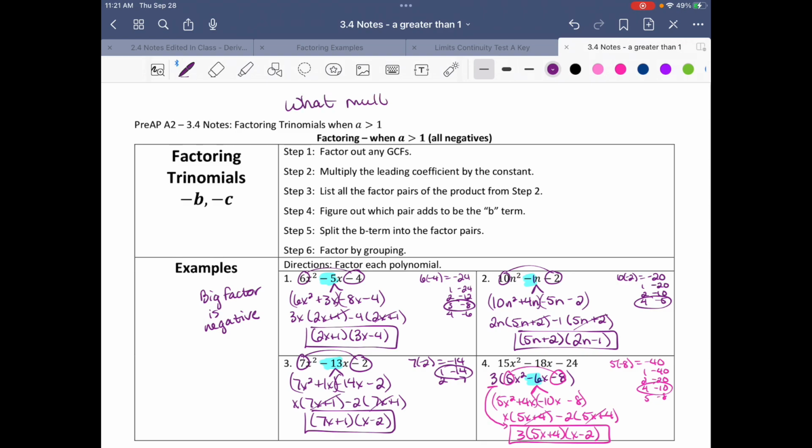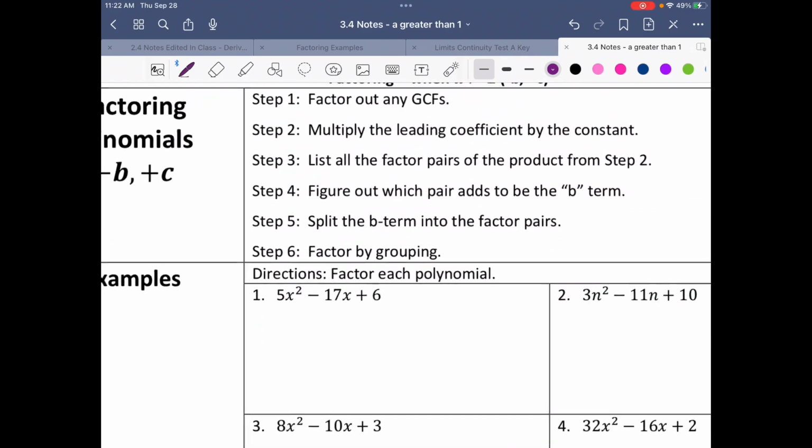Okay, so write it up here. Let's do that. What multiplies to c, and adds to the b.